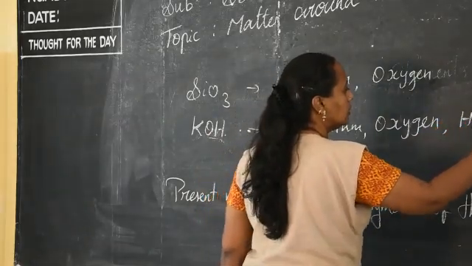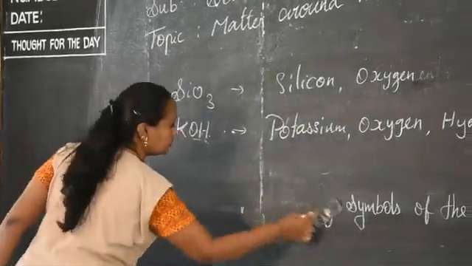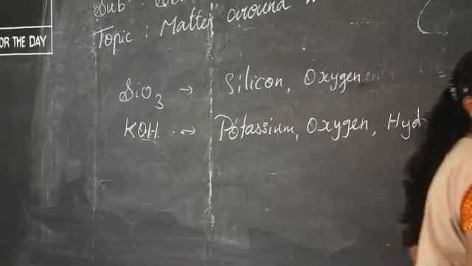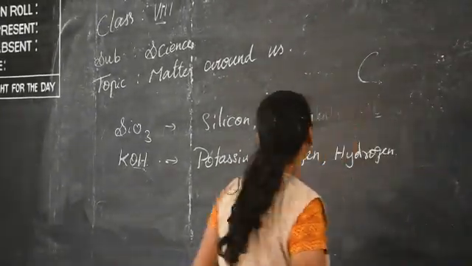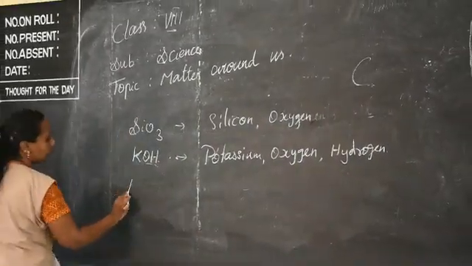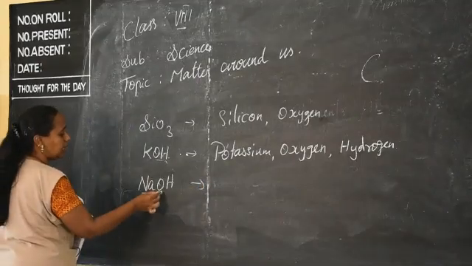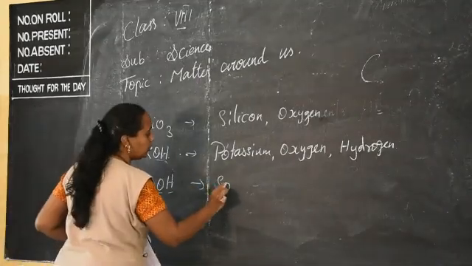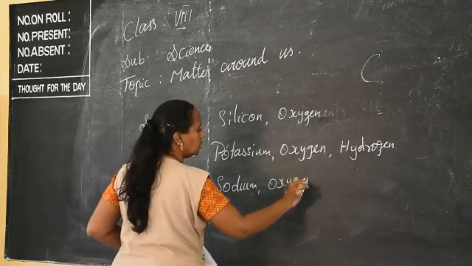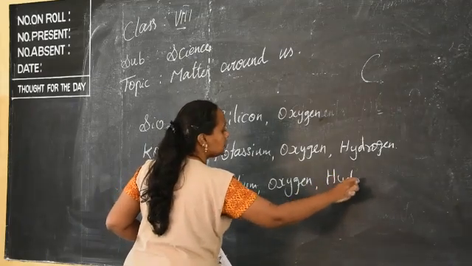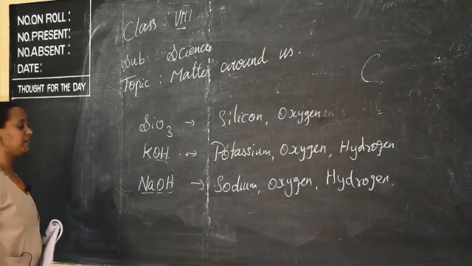Potassium. The next one is sodium hydroxide, which is also called caustic soda. Sodium Na, hydroxide OH. You can see what elements are present here: sodium, oxygen, and hydrogen. These are compounds prepared by the chemical combination of elements in a fixed ratio.